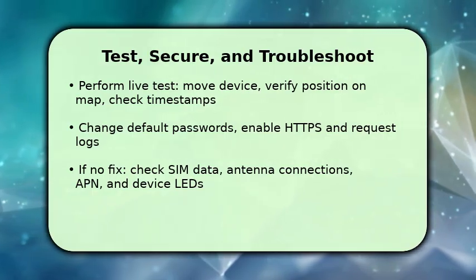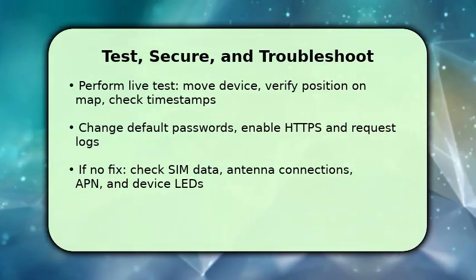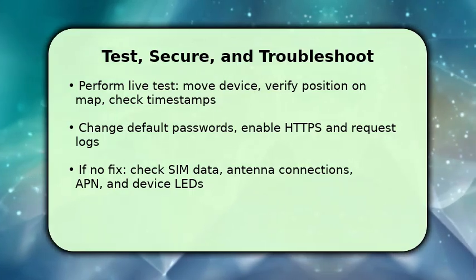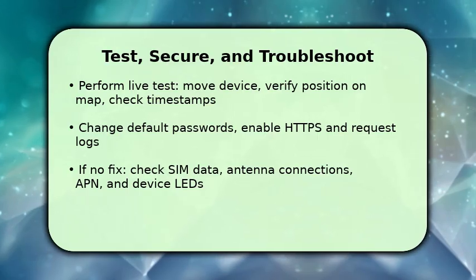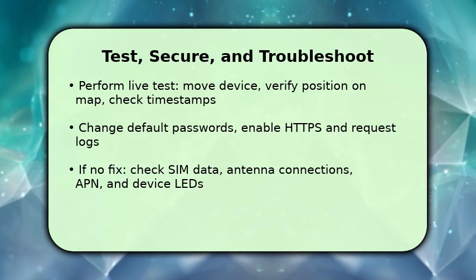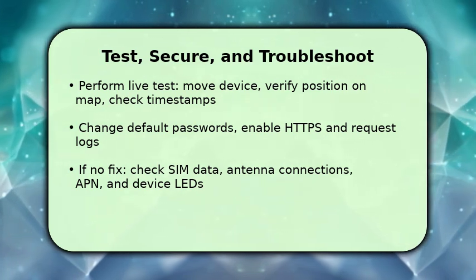If the device won't report, check SIM data balance, ensure the APN matches carrier settings, reset the GPS and GSM antenna, and observe status LEDs for network and GPS locks. If problems persist, reboot the unit and rerun the activation SMS.